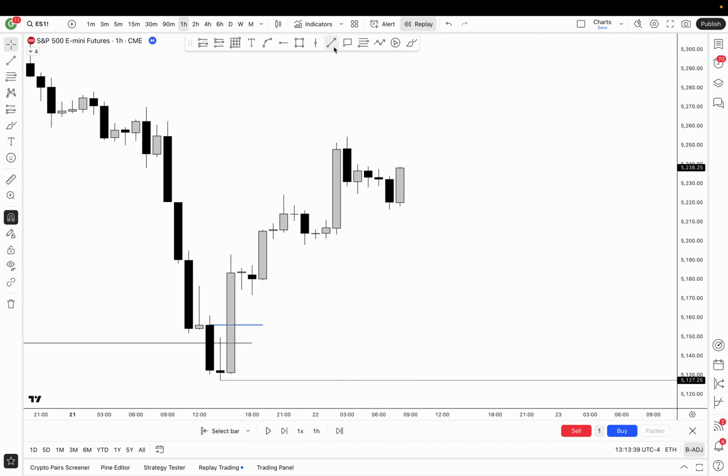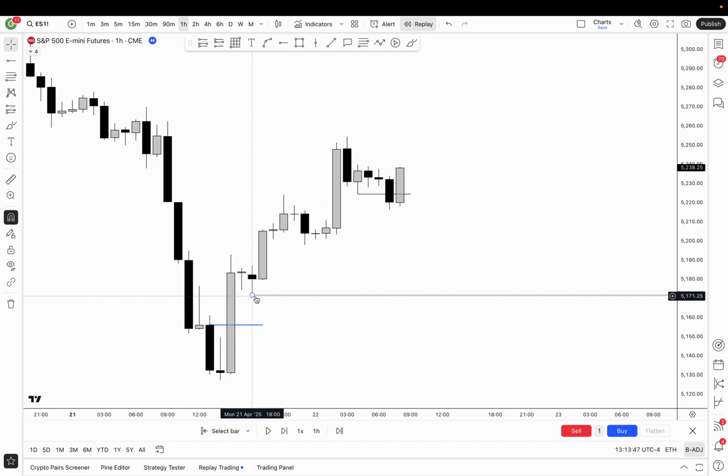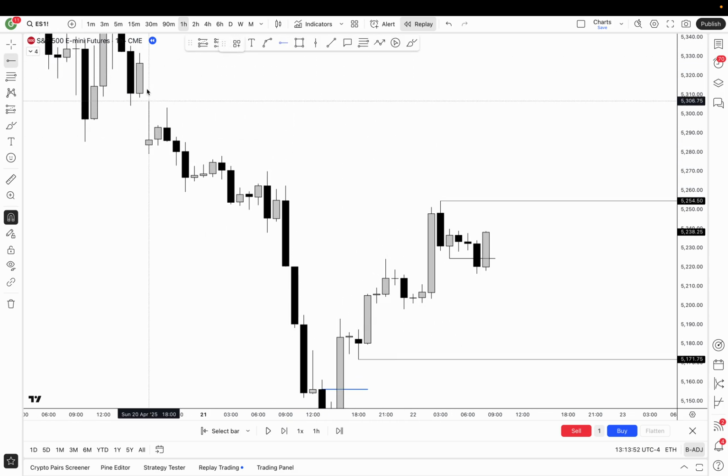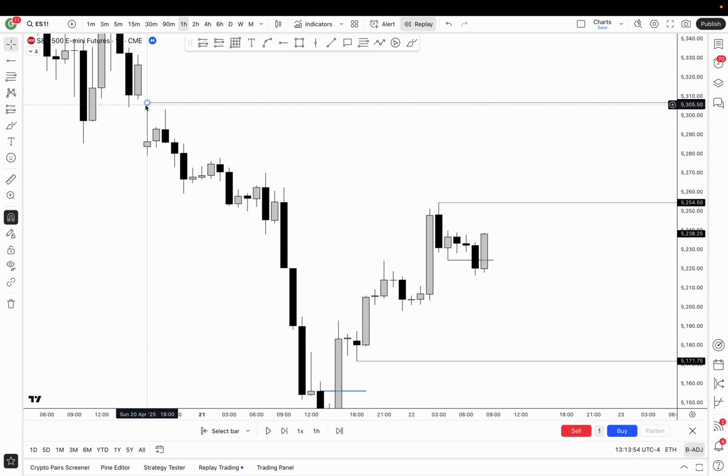We see some sort of internal manipulation, right? What do I mean by internal manipulation? Here's the current low of day. Let me delete all this stuff. Here's the current low of day. Here's the current high of day, right? Our overall draw is this high of the week. This is the current high of the week, right?